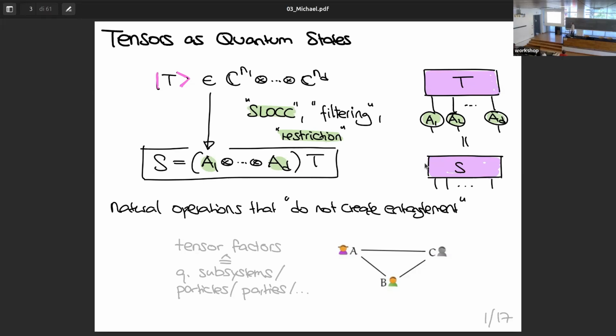We saw that this morning. Basically, you take a bunch of matrices, one for each tensor factor, and you hammer it on your tensor T, you get a new tensor S. So you could visualize it like on the picture here. So that's a natural class of operations from a quantum perspective, because in a way, it does not create entanglement. Well, certainly does not create non-product states out of product states. Whether it really does not create entanglement depends a bit on your perspective. That's because there's different such classes and restrictions on these operations you could place.